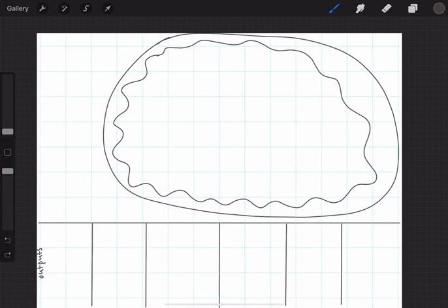Speaking of that, I'm just going to label the steps here. So first we have glycolysis, and then we'll look at pyruvate oxidation, and then we have the Krebs cycle, also known as the citric acid cycle.